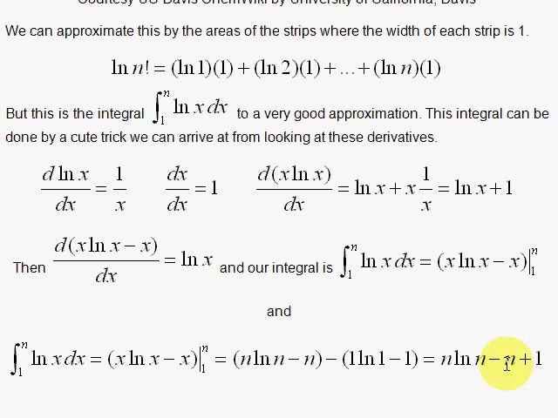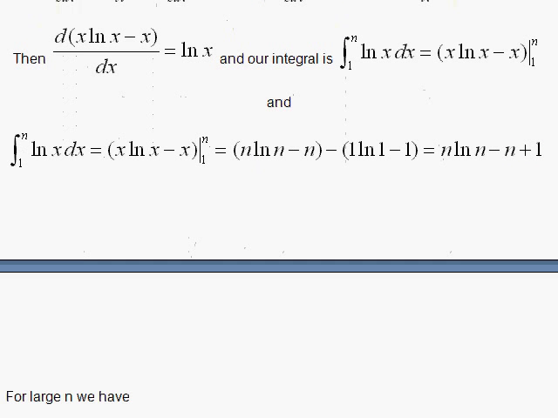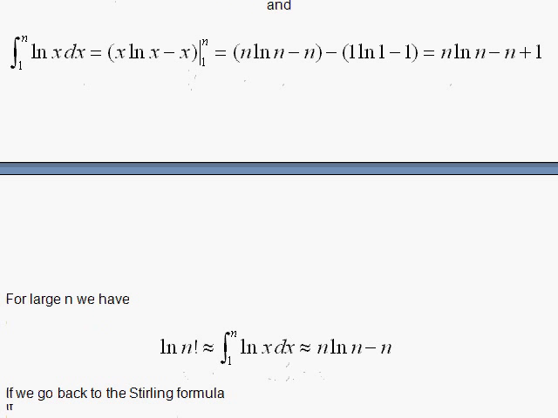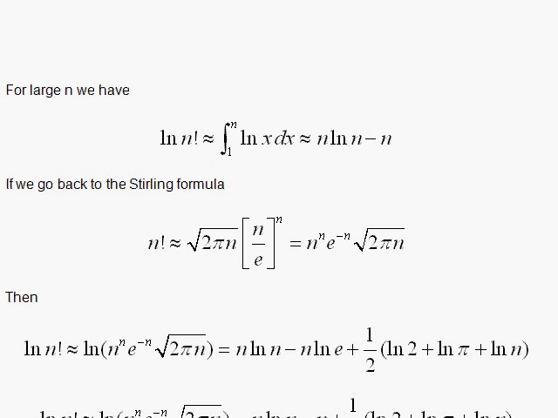And since our n's are going to be large, we throw away that 1. And that's going to be the approximation that we use in our analysis, that the log of n factorial is n log n minus n. This comes, by the way, from this Stirling formula, this nice formula by Stirling.